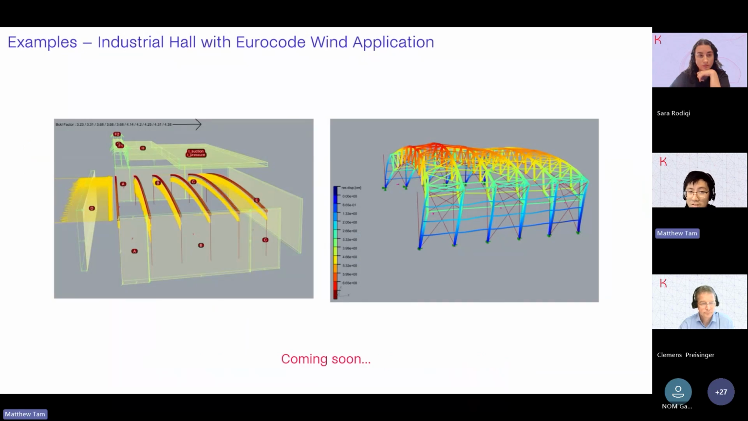Currently, work in progress is that we're trying to implement the same Eurocode wind load application on, let's say, dome or sort of roof structures. So in this case, we're investigating an industrial hall structure, and we're applying the wind applications here.